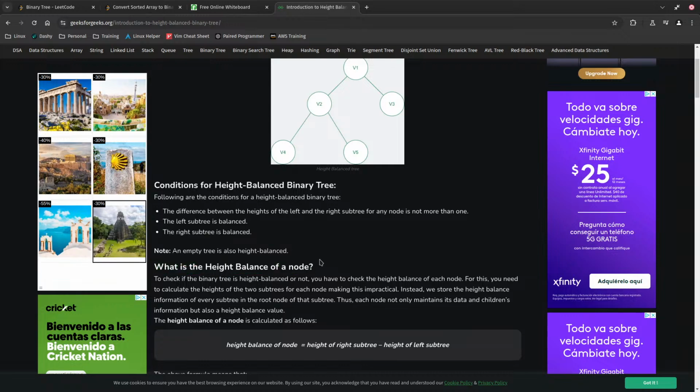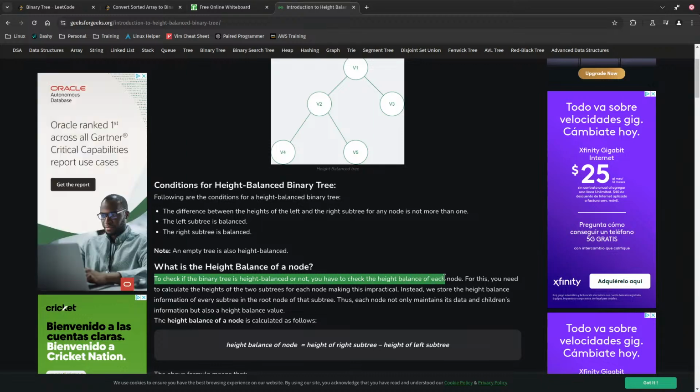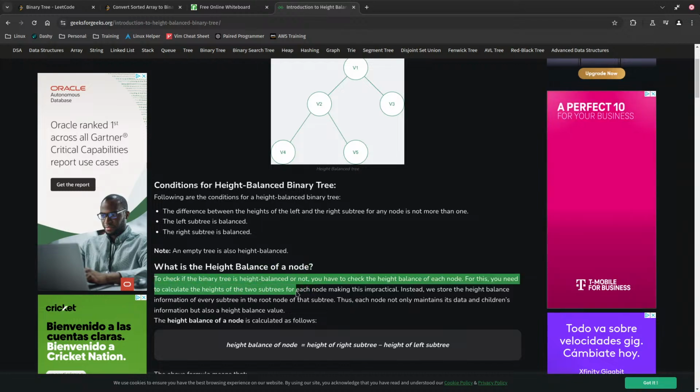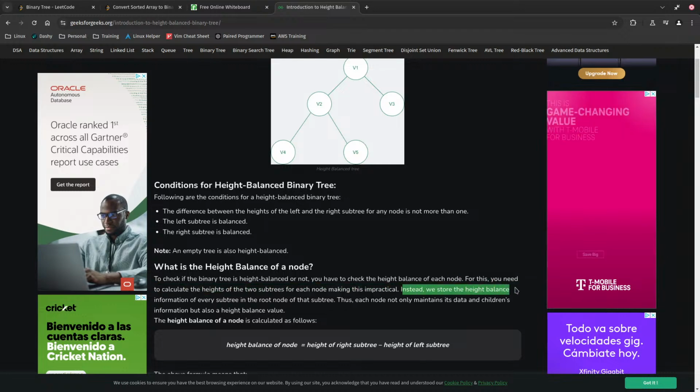What is the height balance of a node? To check whether a binary tree is height balanced or not, you have to check the height balance of each node. For this, you need to calculate the heights of the two subtrees for each node, making this impractical. Instead, we store the height balance information of every subtree in the root node of that subtree. Thus, each node not only maintains its data and its children information, but also a height balance value.